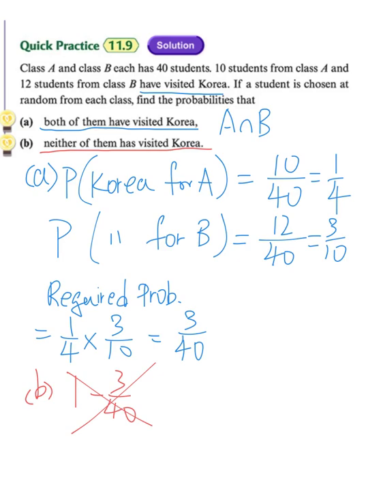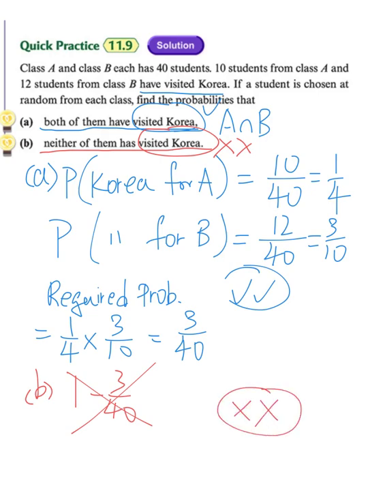For part A, basically both of them have visited Korea. Neither of them has visited Korea means that both of them have not visited Korea. But actually we have two in-between cases. Let me denote the first class to be class A and the second class to be class B.